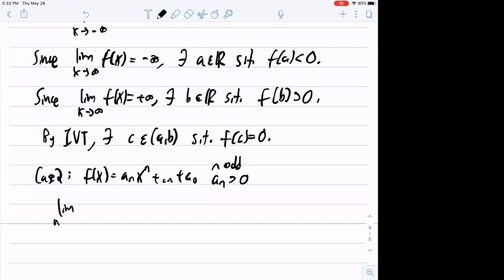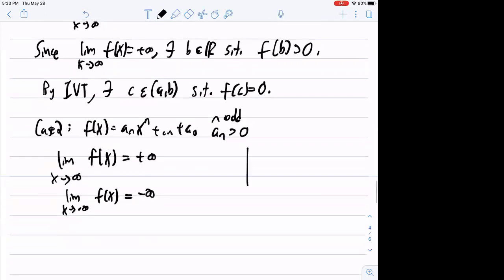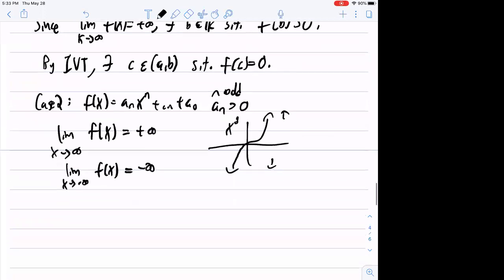Limit, except this time the limit goes the other way. I mean the value goes the other way, right? The limit as x goes to infinity of f of x is positive infinity, and the limit as x goes to negative infinity of f of x is negative infinity. Basically, odd functions always look like this, right? Like x cubed, they always go in opposite directions, right? Like this goes up, this goes down, right? So that's the way you should think of it graphically.